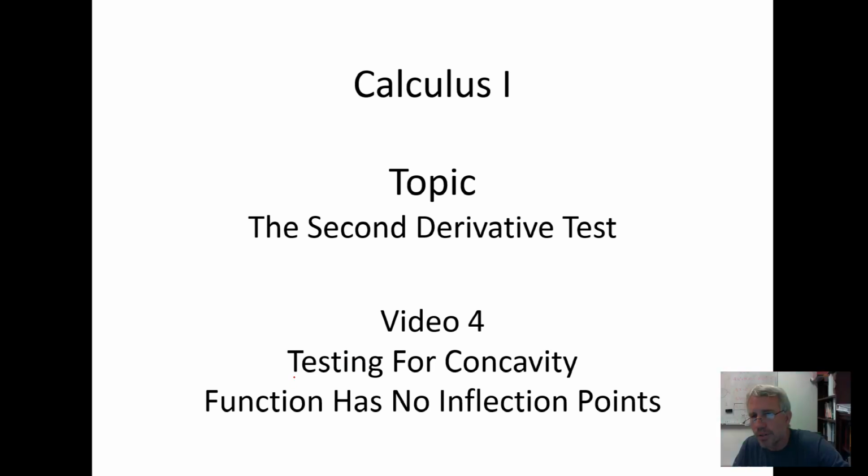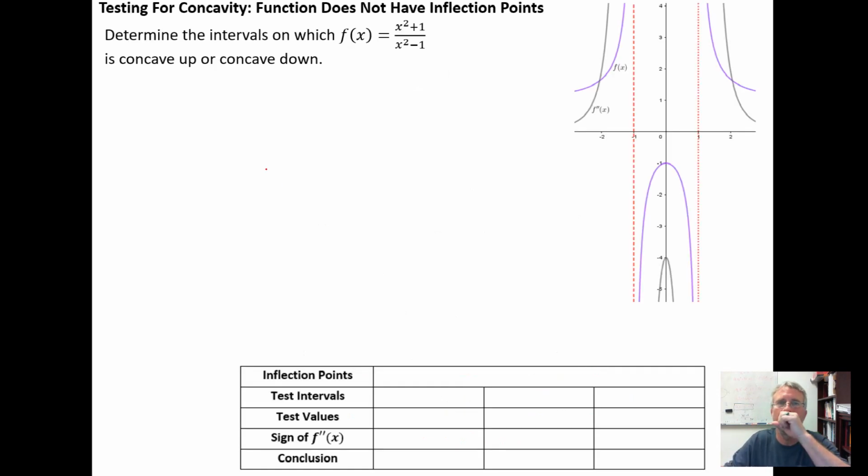So in this video, we're going to look at testing for concavity in the case where we have to deal with a function that doesn't have inflection points. So the example says determine the intervals on which f of x equals (x squared plus 1) over (x squared minus 1) is concave up or concave down. And here's the graph of f of x in the purply blue color.